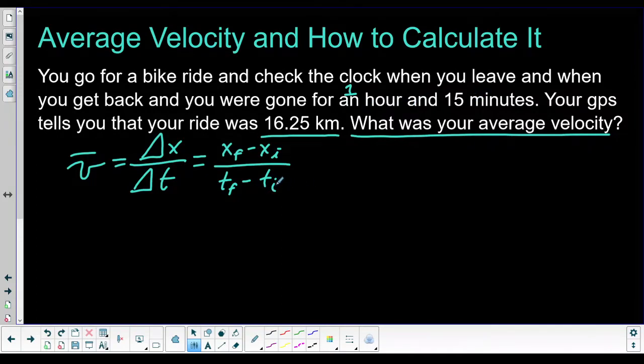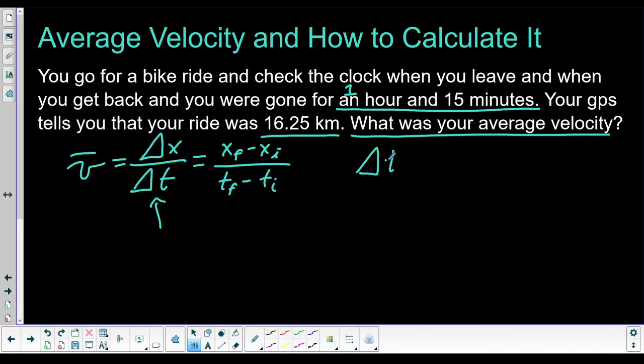So they don't tell us when we started. They don't say I left my house at 2 o'clock and I got back at 3:15. What they're telling us is the elapsed time. They're skipping this piece here and they're just going straight to delta t. They're saying the total amount of time taken was 1 hour and 15 minutes. So we'll write it down as delta t equals 1 hour, 15 minutes.